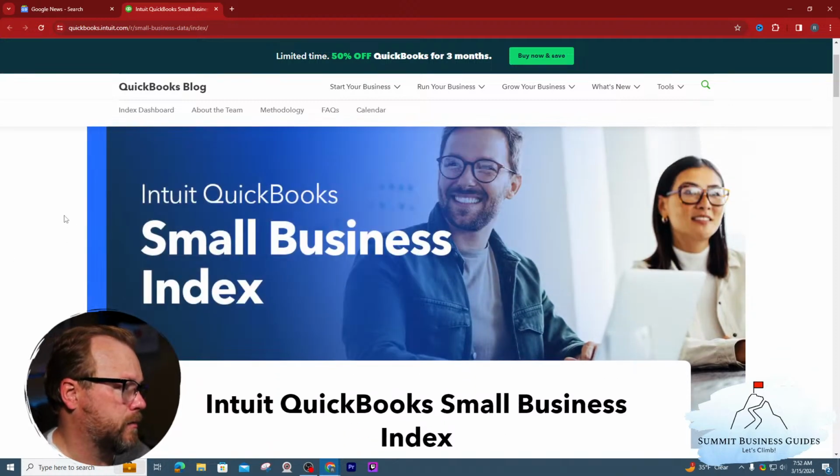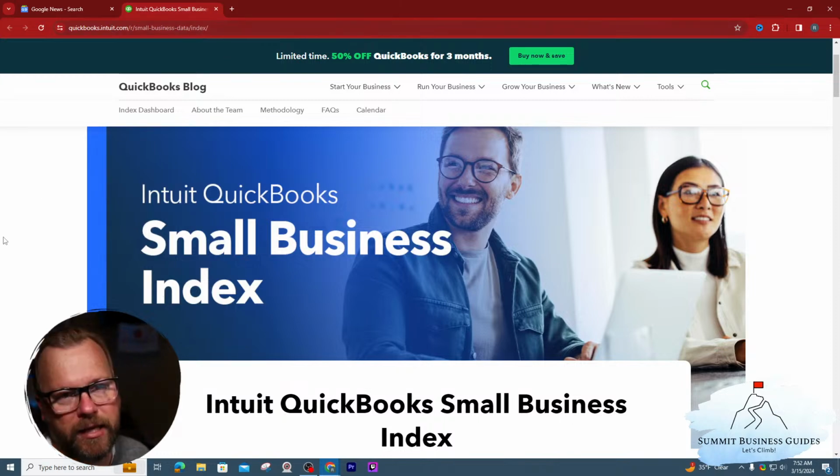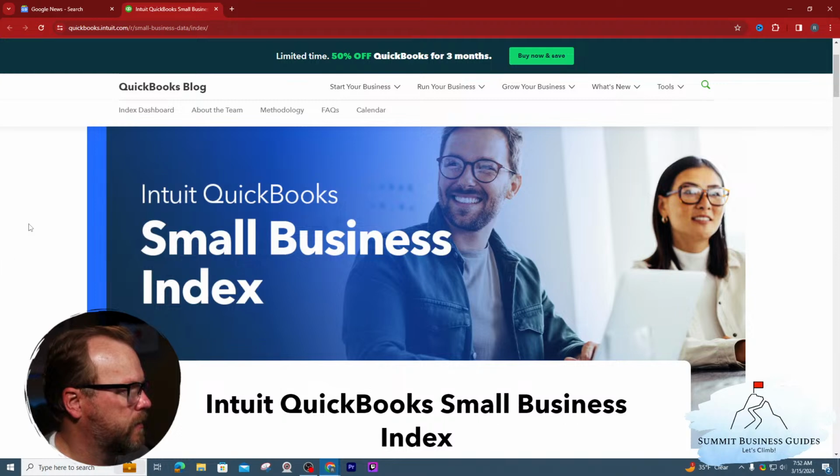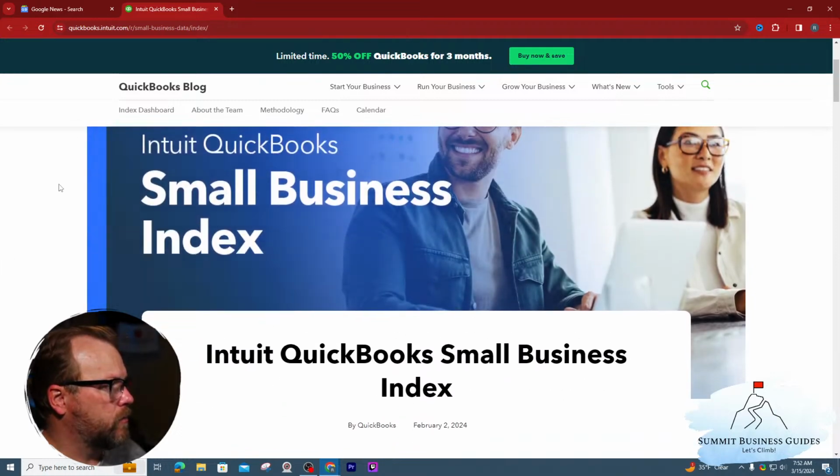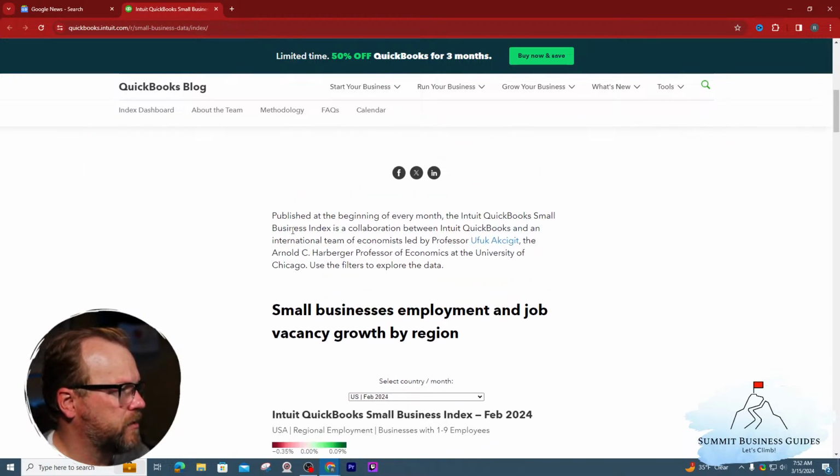So you can find this at quickbooks.intuit.com, our small business data index. Long story short is just Google it, you'll get there. I'll throw a link in the description once this is complete. So what this is, published at the beginning of every month.